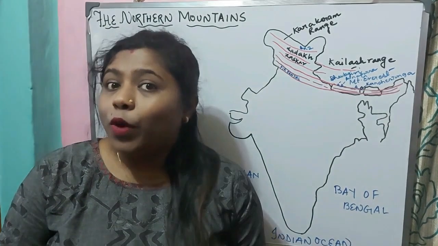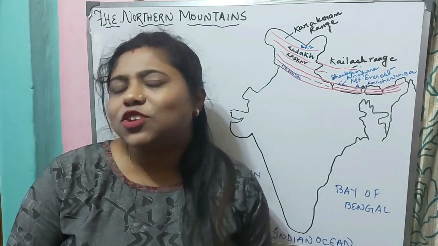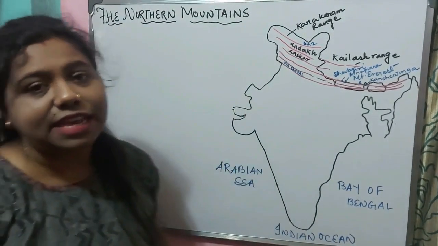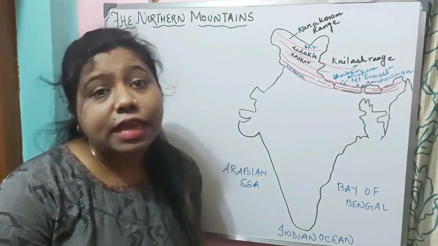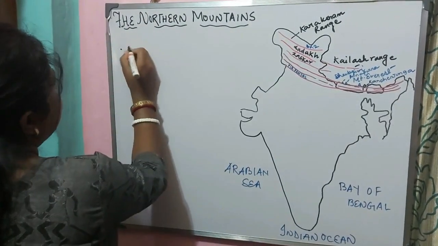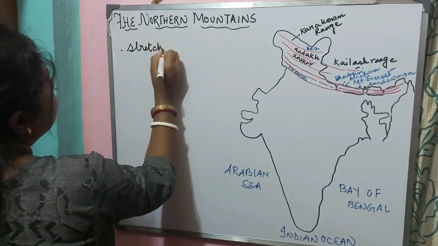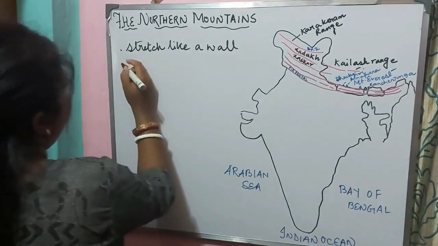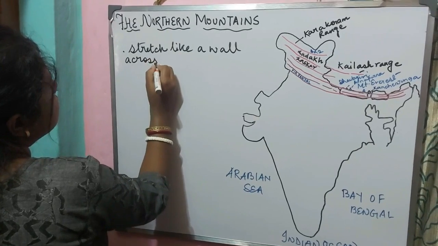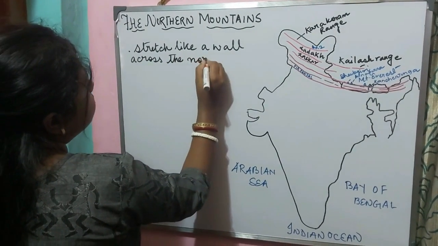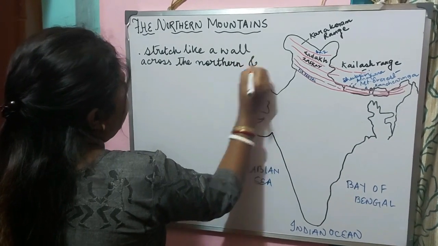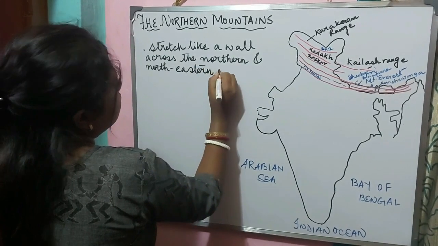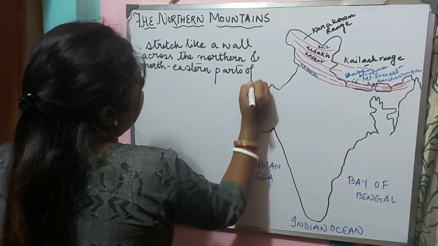So today, which topic will we start? I think you guessed it right. We will start with the topic of mountains, the northern mountains, that is the Himalayan ranges. Now, the Himalayan ranges or the northern mountains stretch like a wall across the northern and northeastern parts of our country.